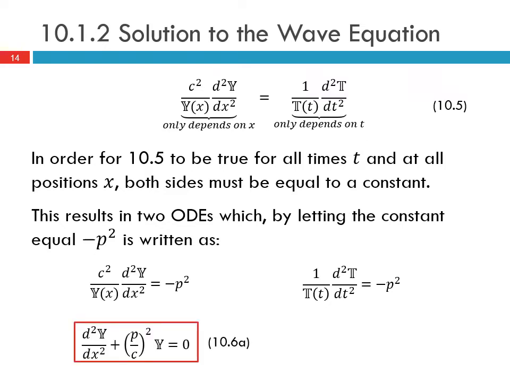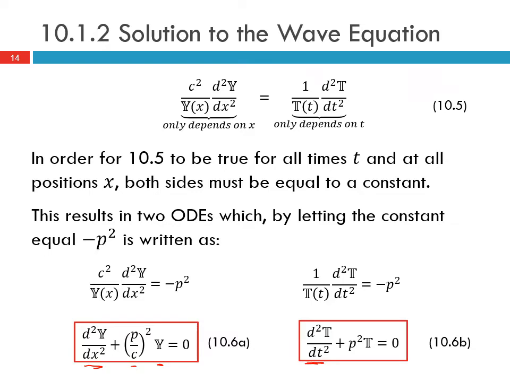Or we can rewrite these as d2y by dx squared plus (p over c) squared times y equals 0, and d2t by dt squared plus p squared t equals 0. Now the form of these equations should look familiar, very similar to what we've talked about in all of our discrete or lumped parameter systems, where we have the second derivative plus some constant multiplied by the variable equal to 0. For example, in our previous work, this would be x double dot plus some constant times x. So the form of the equations is familiar.